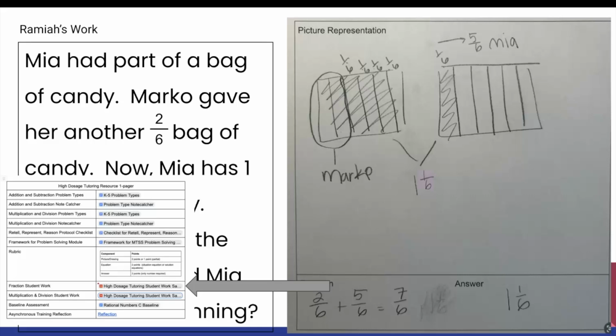Let's look at the equation here. The equation is a strategy equation that combines the 2 parts to make the 1 and 1/6. The student could receive 2 points. When the student identifies the answer, this student did not state the unknown. Remember, the question was, what fraction of the bag of candy did Mia have in the beginning? No points would be awarded for the answer.